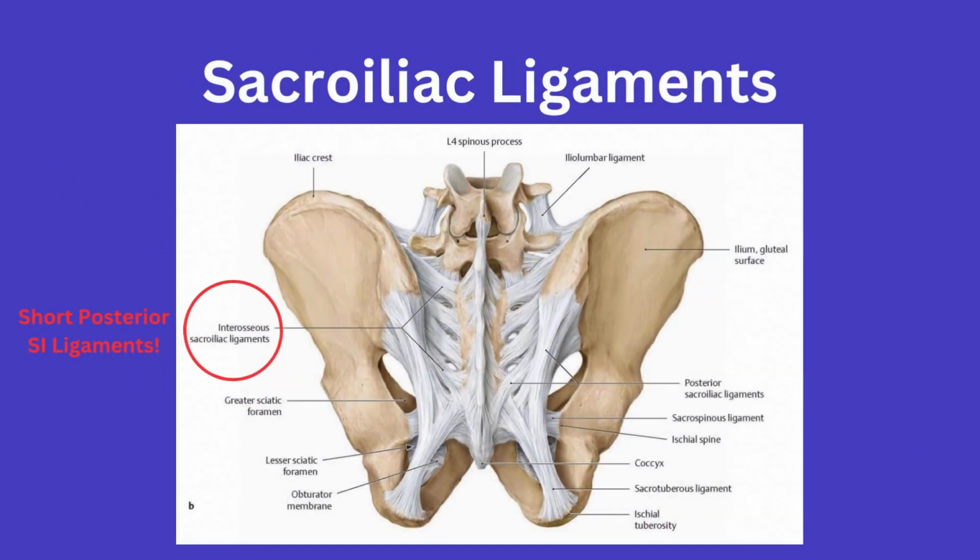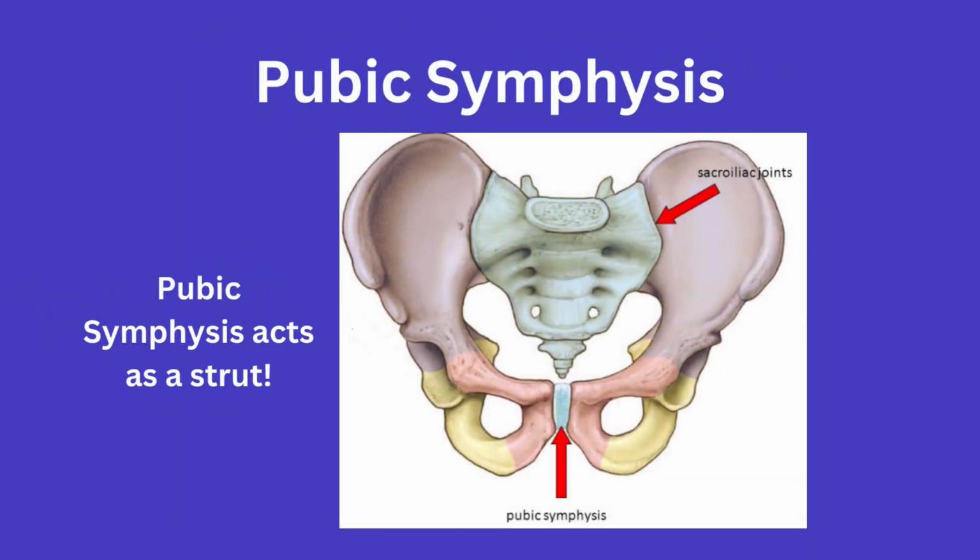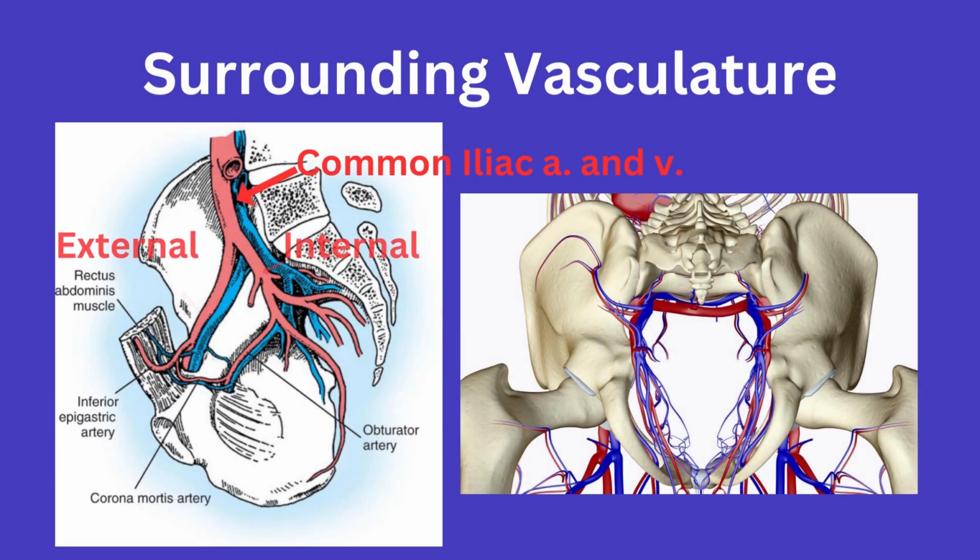The short interosseous SI ligaments unite the tuberosities of the ilium and sacrum, making the upper portion of the SI joint less rigid than the lower portion of the joint. This meant that the symphysis acts more as a supportive strut, which they highlighted in their original paper. Also make note that the common iliac vessels give rise to the internal and external iliac vessels at this level. The proximity of these vital structures is one of the several reasons pelvic ring injuries can be so life-threatening.